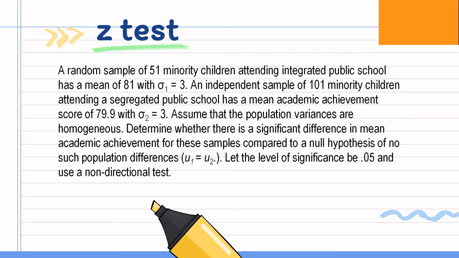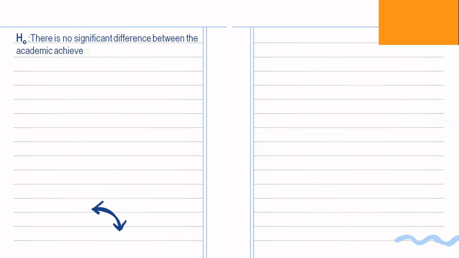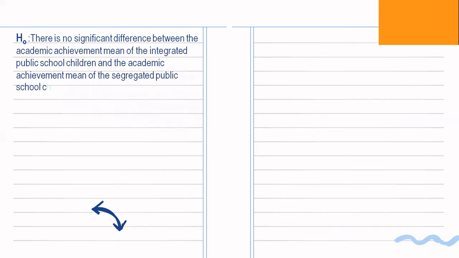Determine whether there is a significant difference in mean academic achievement for these samples compared to a null hypothesis of no such population differences. μ1 is equal to μ2. Let the level of significance be 0.05 and use a non-directional test. Now to solve this, we use the formula. But before that, let's find the null hypothesis and the research hypothesis.